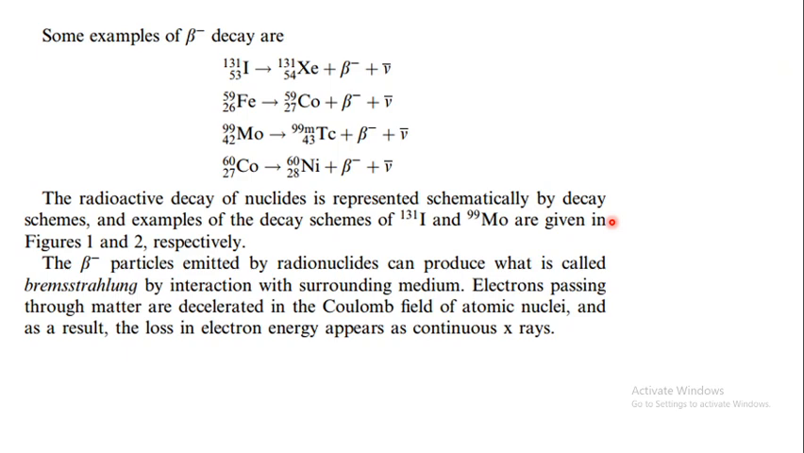there are so many other examples in which beta particles are emitted. Iodine 131 decays through beta particle emission, iron 59 decays through beta particle emission, molybdenum decays through beta particle emission, and cobalt decays through beta particle emission. The radioactive decay of a nuclide is represented schematically by a decay scheme, and examples of the decay scheme of iodine and molybdenum are given in figures 1 and 2 respectively.